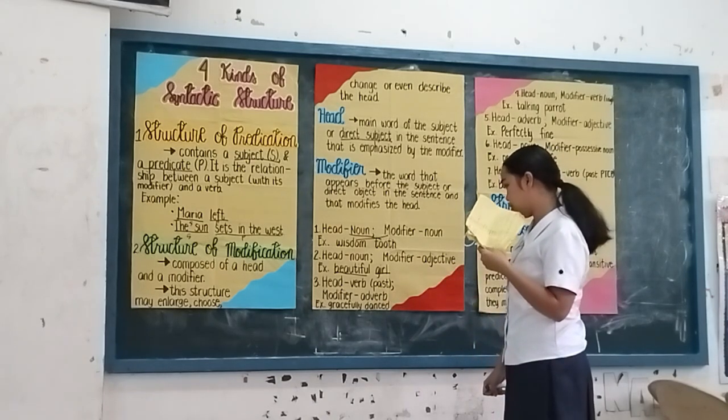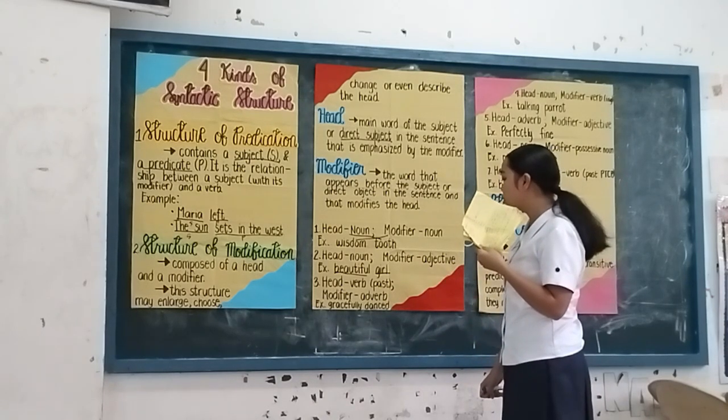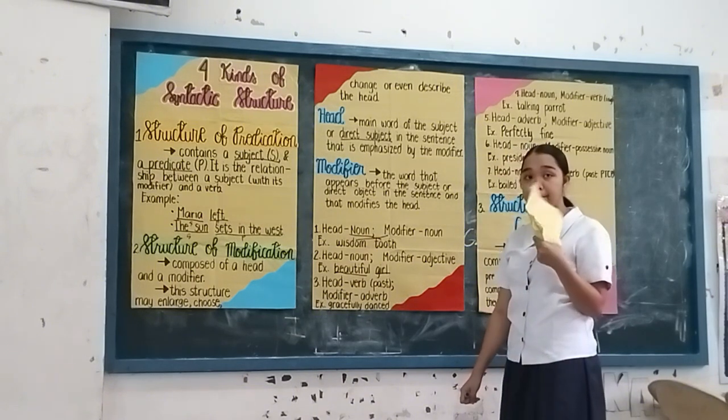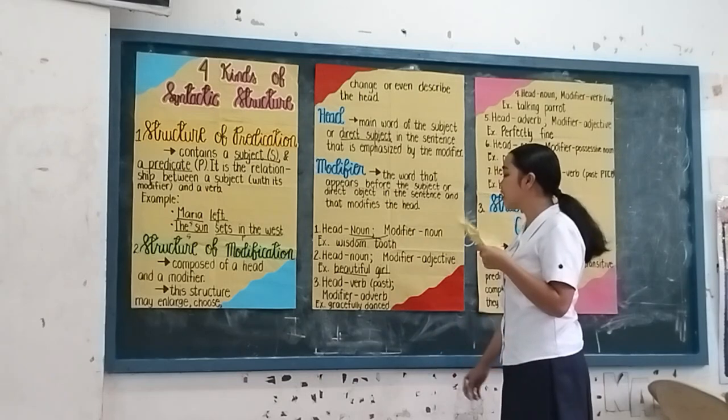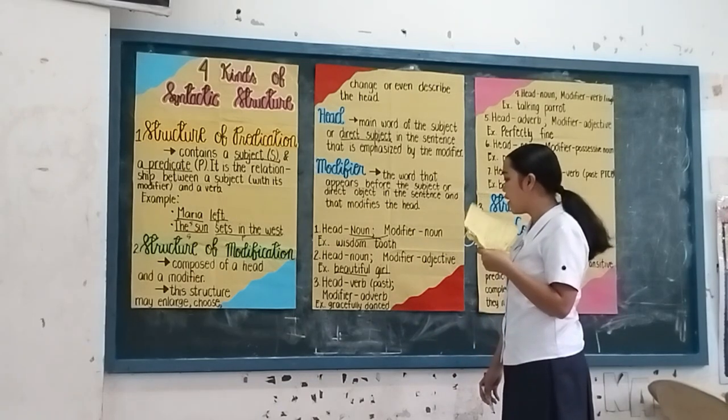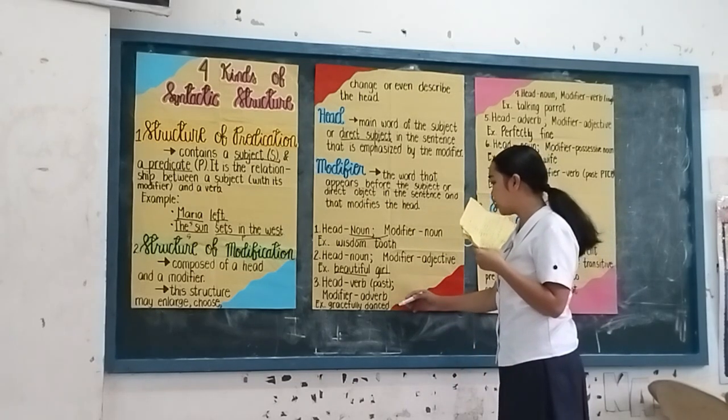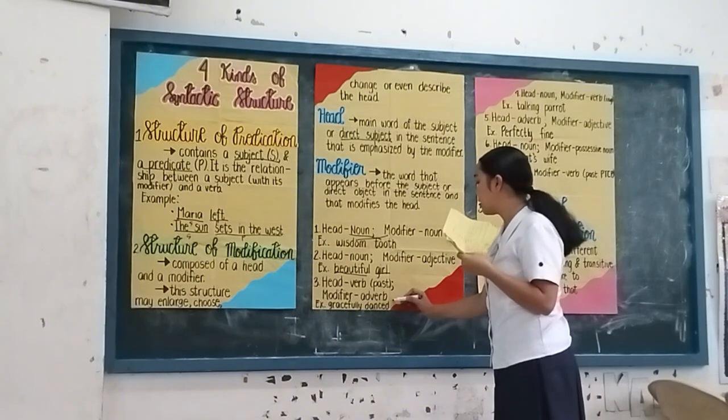Next is the gracefully dance. So what is the modifier there? Gracefully. Yes, gracefully. So gracefully is an adverb. And then the head, which is dance, so it is a verb.